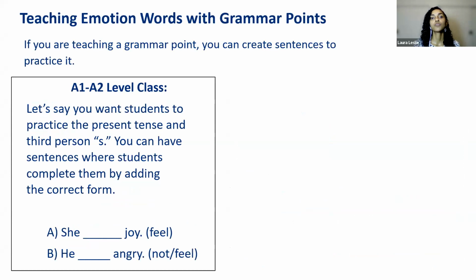We can also teach emotion words in grammar lessons. So if you're teaching a grammar point, you can create sentences to practice it. Let's say you want students to practice the present tense and the third person S. You can have sentences where students complete them by adding the correct form. So for example, she blank joy or he blank anger. Chris, can I please have you complete these sentences using the correct form of the verb in the parentheses?